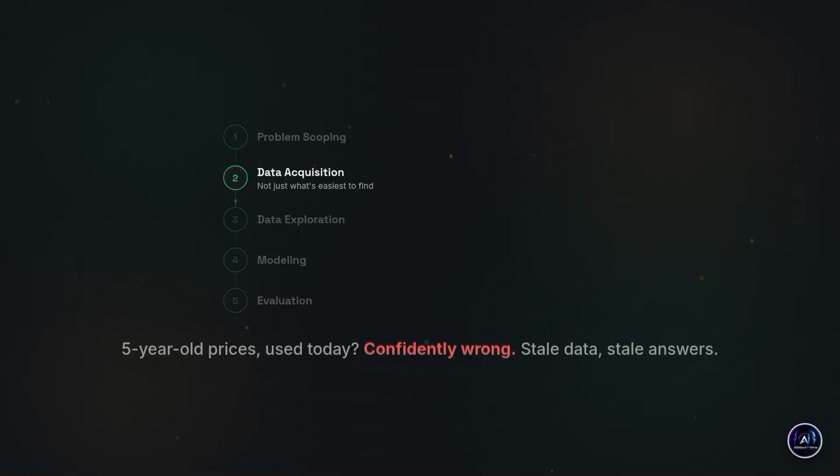Stage 2, data acquisition. Now you go get the real data you actually need, not just whatever is easiest to find. This means asking hard questions. Where does this data come from? Is it recent? Is it complete? A model trained on 5-year-old house prices will confidently give you wrong answers today because the data itself is stale.